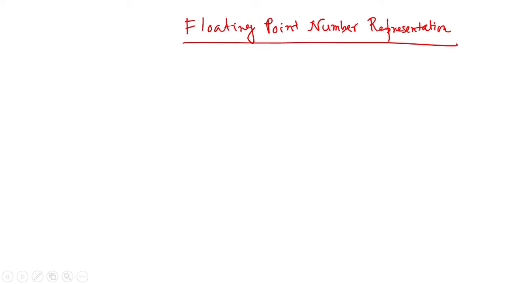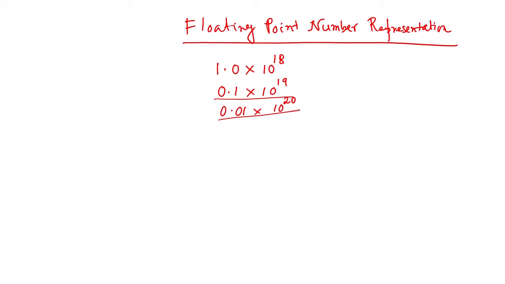Okay. Let us say I have one number, 1.0 times 10 to the power 18. The same number I can represent as 0.1 times 10 to the power 19. The same number I can represent as 0.01 times 10 to the power 20. As you can see, the same number, that is, the same magnitude, can be represented in different ways. This is something called the floating point number.